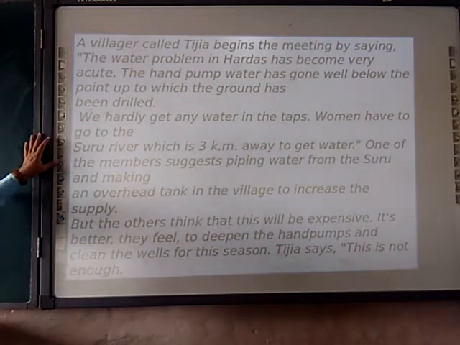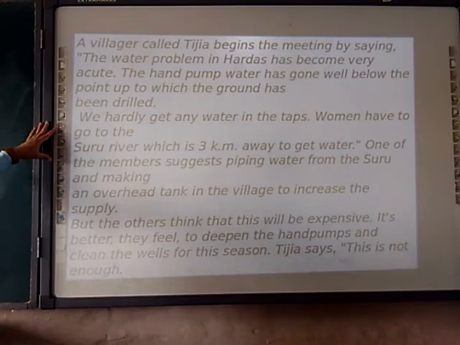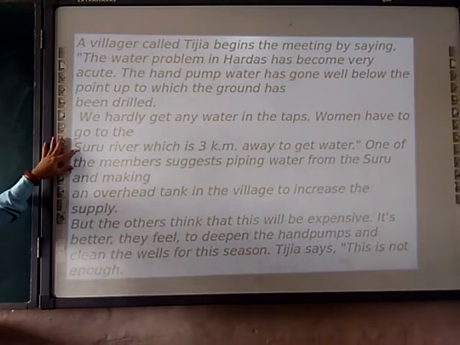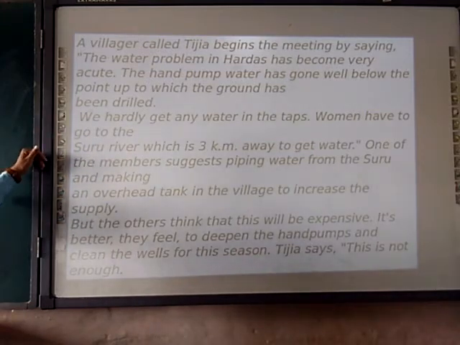A villager called Teja begins the meeting by saying the water problem in Hardas has become very acute. The hand pump water has gone well below the point up to which the ground has been drilled. We hardly get any water in the tap. Women have to go to the Suru river, which is 3 kilometers away.